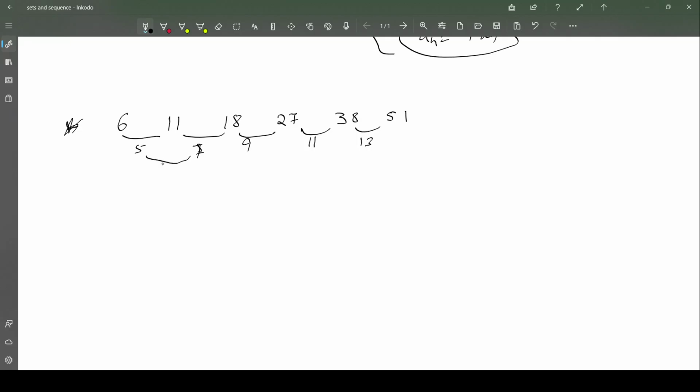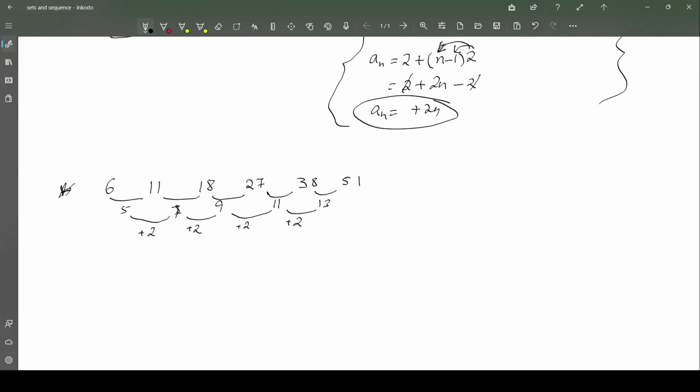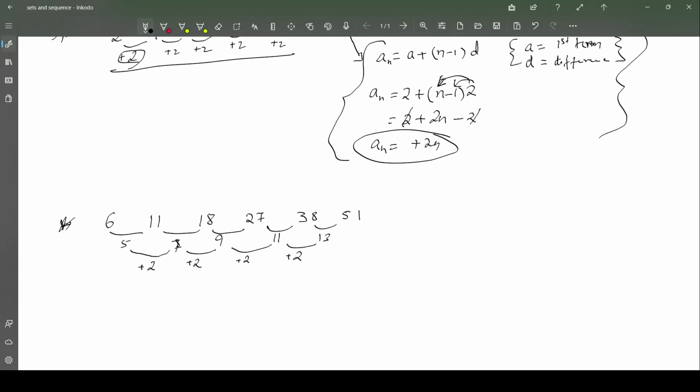So if I subtract, 7 minus 5 gives you 2, 9 minus 7 gives you 2, 11 minus 9 gives you 2, 13 minus 11 gives you 2 here. We are having all the same difference the second time, right? So this is called a second difference.